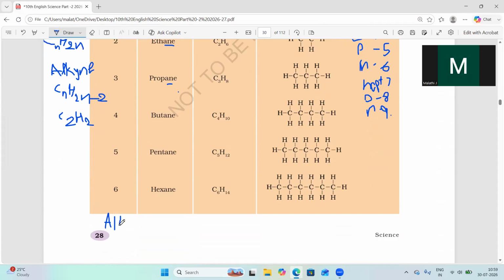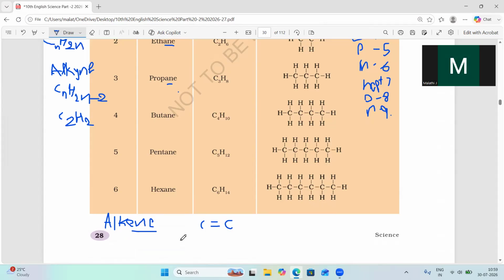So what are alkenes? Alkenes are nothing but unsaturated hydrocarbons having a carbon double bond. You should remember: if ANE comes, it means carbon single bond. If ENE comes, it means carbon having a double bond.